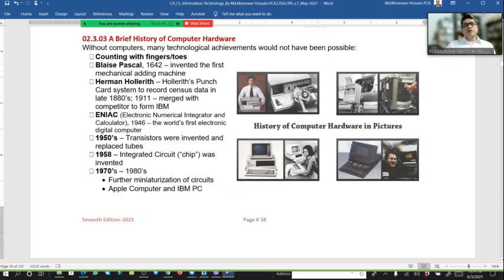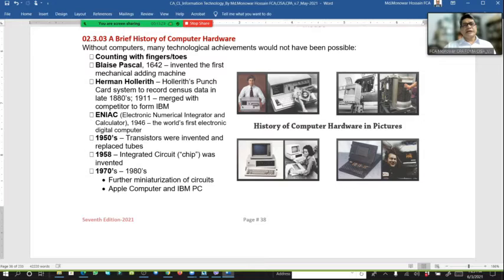Now the brief history of computer hardware. Without computers, many technological achievements would not be possible at this moment. In the history of computer hardware, we started by counting on our fingers. Then in 1642, Pascal invented the first mechanical adding machine.